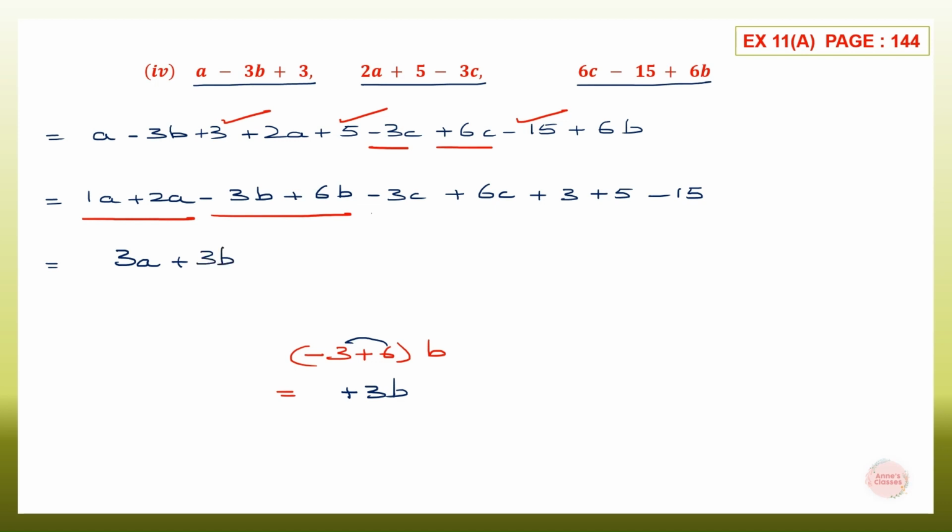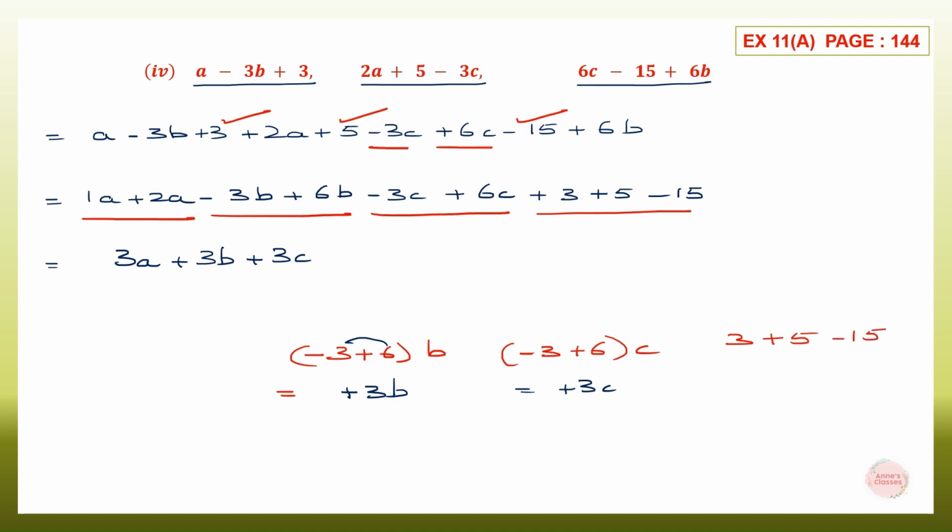Now let's go to the c's. Minus 3c plus 6c. Take only the numbers, minus 3 plus 6, just like the other one. So this becomes plus 3c. Now let's take all the numbers here: 3 plus 5 minus 15. Add up the numbers with the same sign: 3 plus 5 is 8. 8 minus 15, put the sign of the bigger number and subtract. 15 minus 8 is 7, so we have minus 7. So what is our final answer? 3a plus 3b plus 3c minus 7.